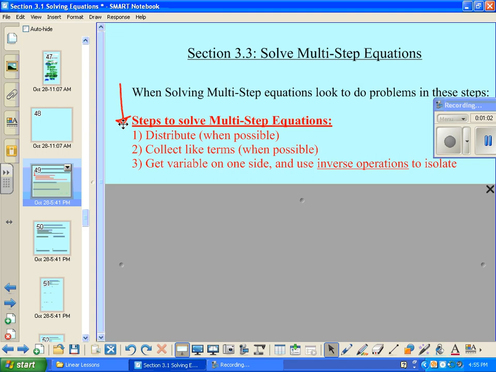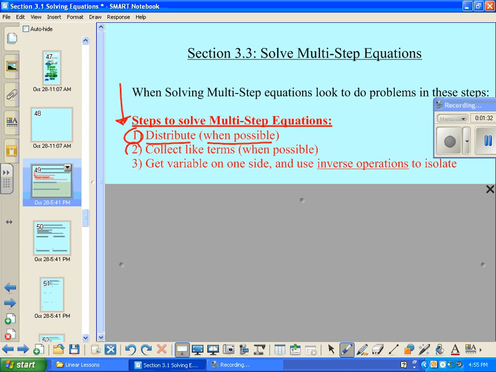The first thing I'm usually going to look to do, when I'm looking at a multi-step equation, is if there's somewhere to distribute in that problem, I'm going to take care of that. Number one step says distribute when possible. I'm only going to follow that step, obviously, when that case is presented to me in a problem. If I can distribute somewhere, and we've learned how to distribute in Chapter 2, I'm going to distribute in that problem. That's the first thing I'm going to do. I think that's the best way to get to the answer.